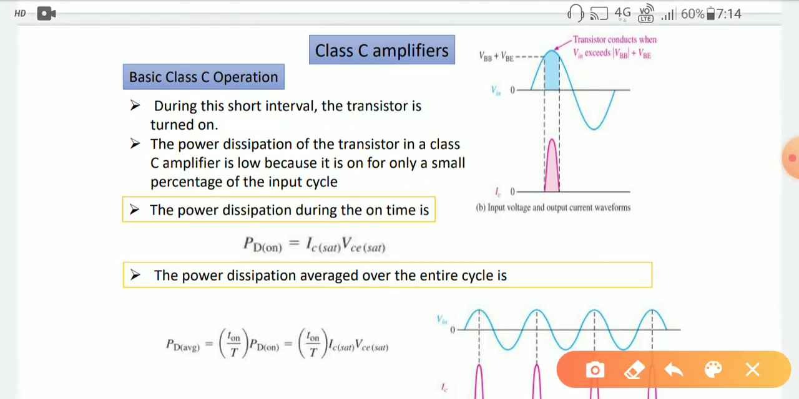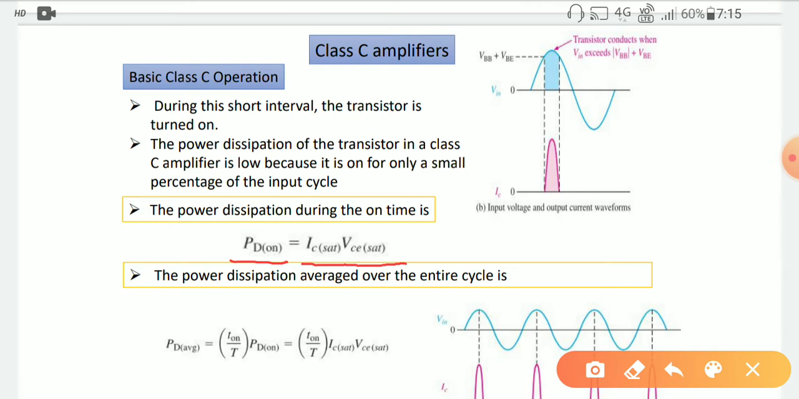The power dissipation during the on time can be calculated using this formula: PD is equal to IC saturation times VCE saturation. That means if you multiply the saturation-time collector current and the saturation-time voltage drop across the collector and emitter terminals, the power dissipation of the Class C amplifier during the on time can be calculated.